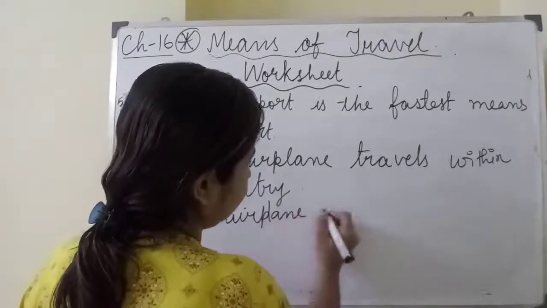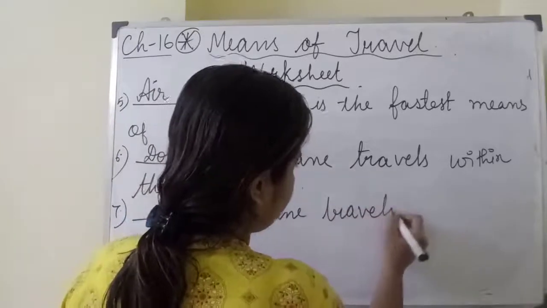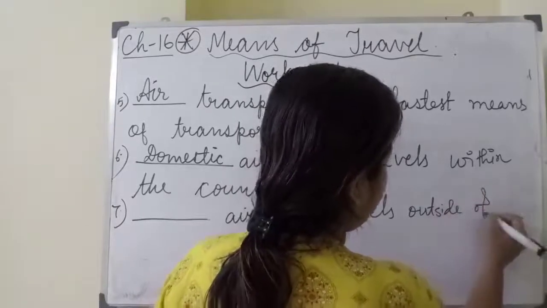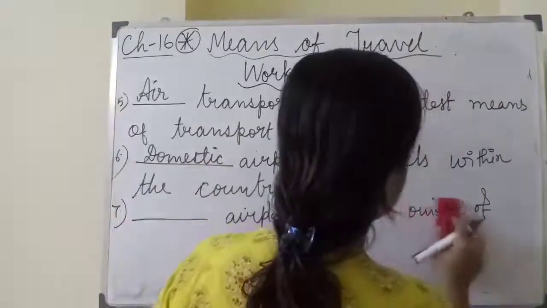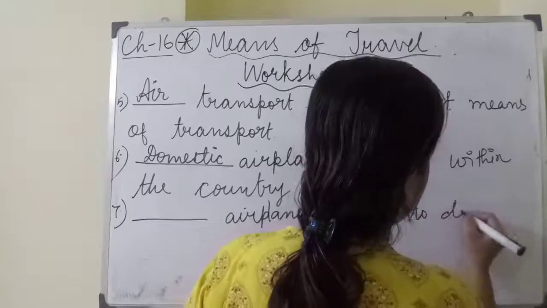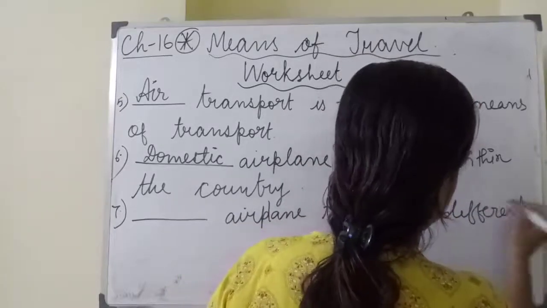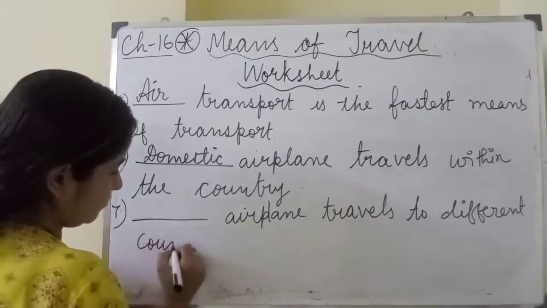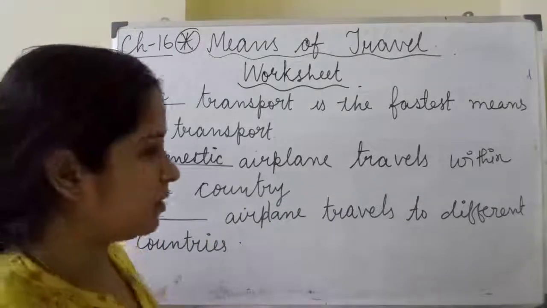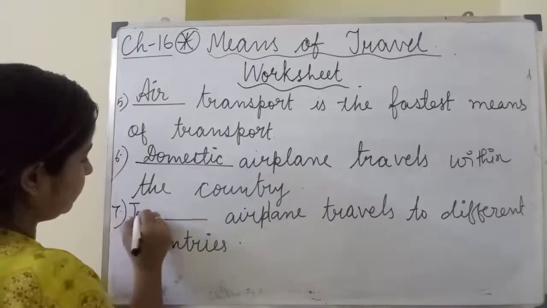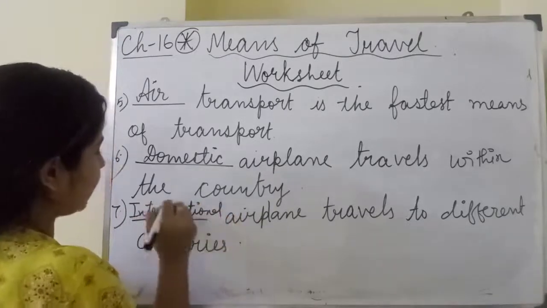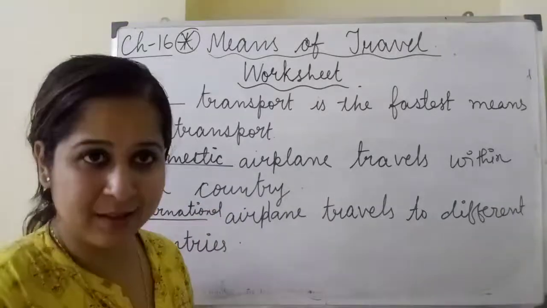Second is dash airplane travels outside of the country, to different countries. Yes, which airplane travels to different countries? It is international. Yes, an international airplane is that which travels from one country to another country.